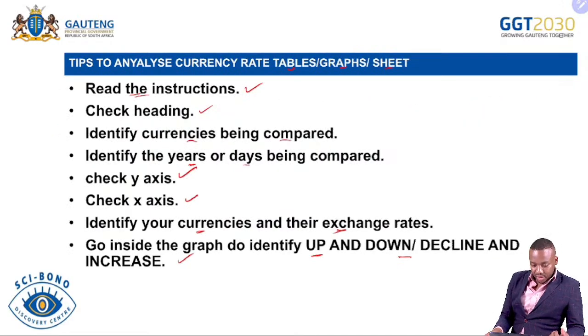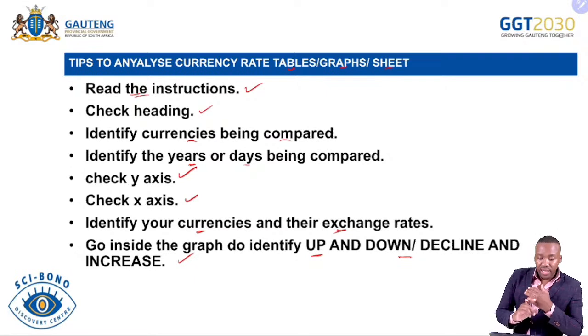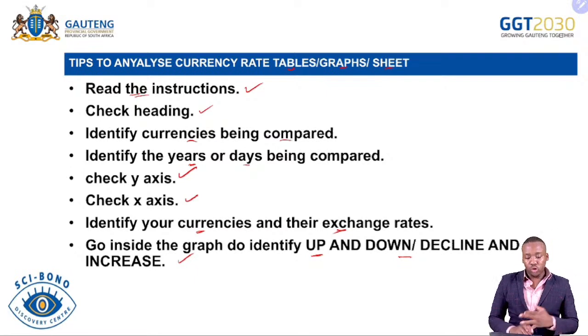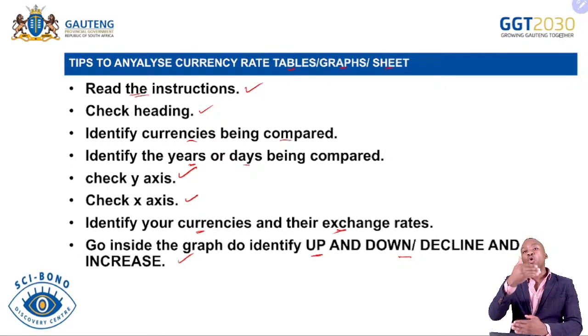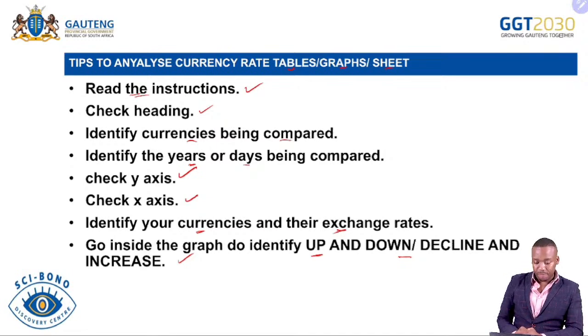Those are the tips. Number 1, read the instruction. Number 2, check your heading. Number 3, identify your currencies that have been compared. Number 4, identify the years or days that have been compared. Number 5, check your y-axis. Number 6, check what is going on the x-axis. Then identify your currencies and the exchange rates. Then go inside the graph and analyze what is going on. Then you go to your questions.